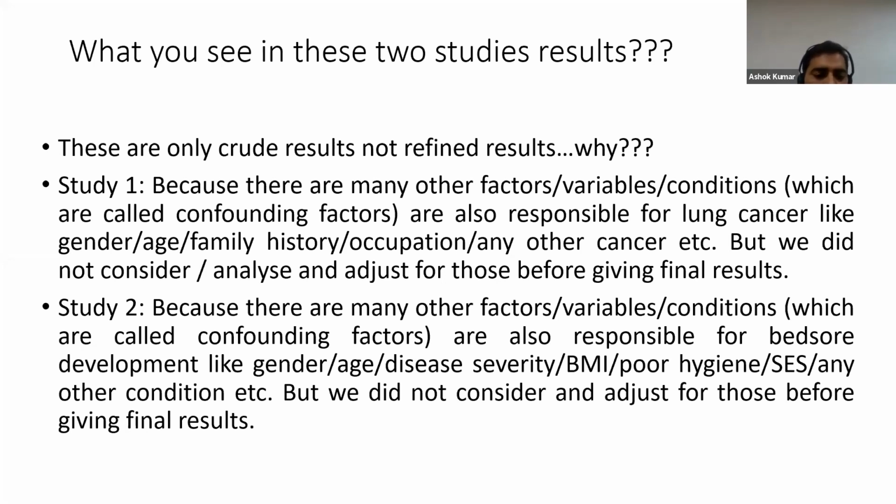And study 2, because there are many other factors, variables or conditions, called confounding factors, that are also responsible for bed sore development, like gender, age, disease severity, BMI, poor hygiene, malnutrition, socioeconomic status, any other condition, etc. But we did not consider or adjust for those before giving final results. But we have to adjust for these confounding variables or these associated factors.